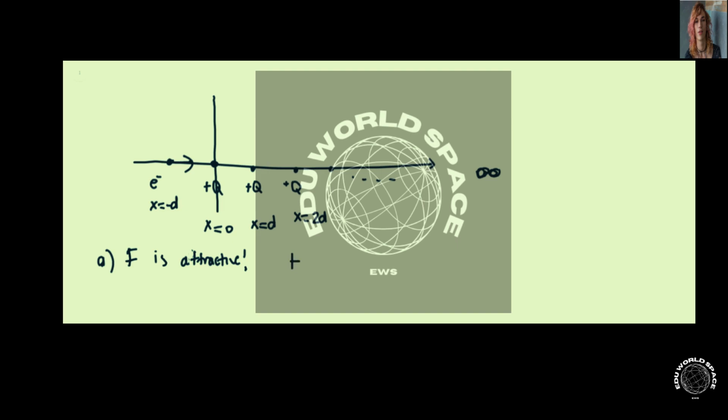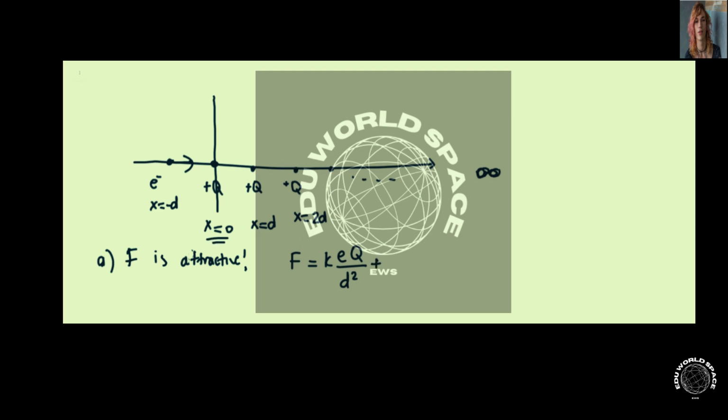Now let's discuss the magnitude. First, let's talk about the force that the positive Q charge that is located at the origin exerts on the electron. We're just discussing the magnitude here. So Ke, the first charge, times the second charge divided by the separation between the two, which is d in this case, d squared. So this is the force exerted by the one at the origin.